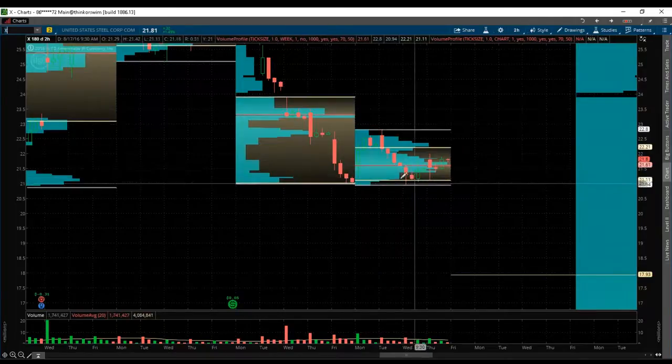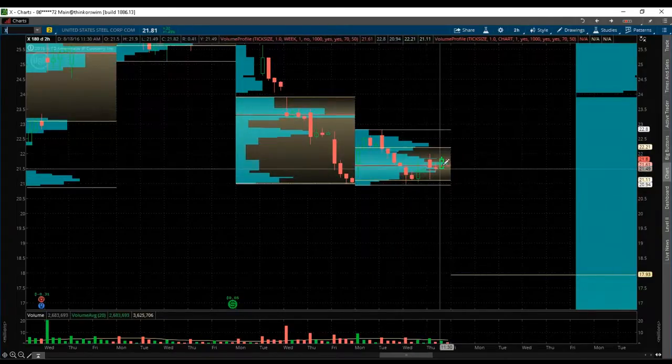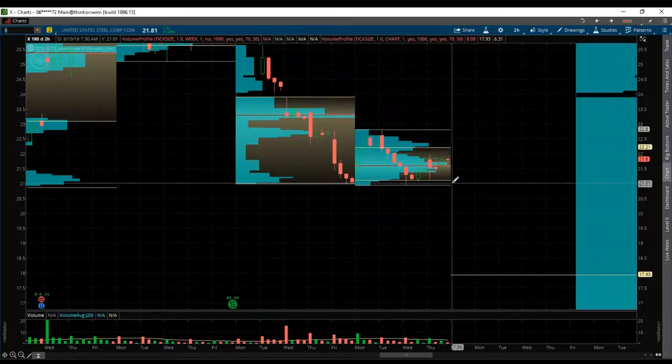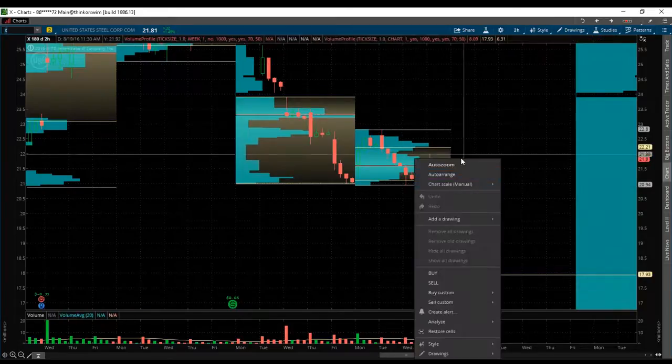You can look at it one of two ways. You can say this is a test, we hold. Next time we test here, most likely it's not going to hold. That'd be the third test of that level, and then you start looking for reference points lower.